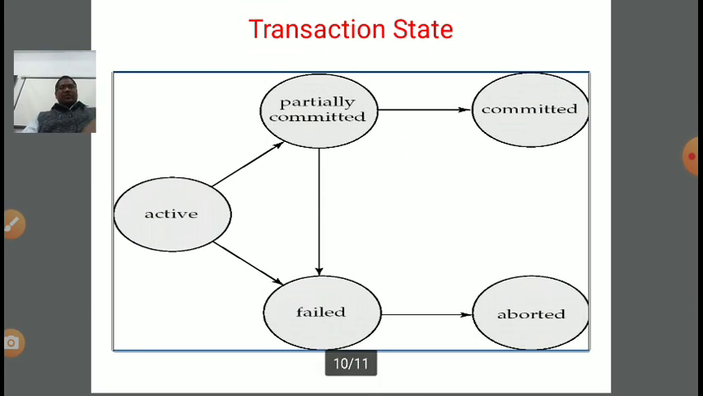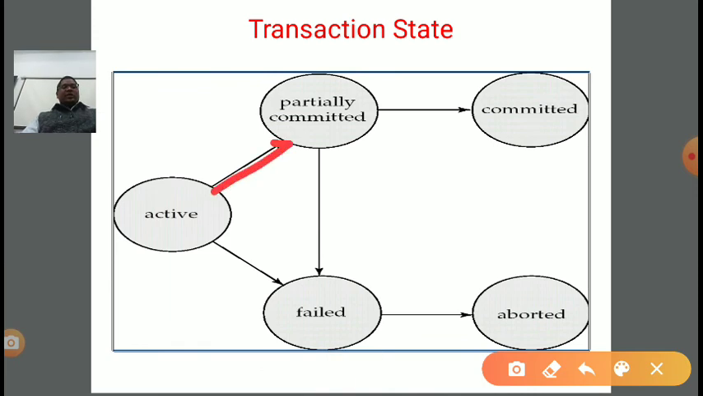So this is given here. From the active state it can go to the partially committed or failed state. If it is failed, then definitely it will go to aborted. From partially committed, it can come to the failed state or it can go to the final successful committed state. So that's all for this lecture.